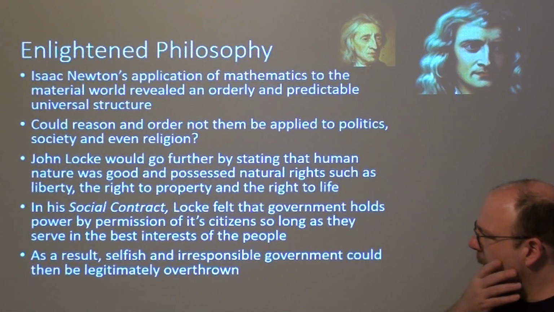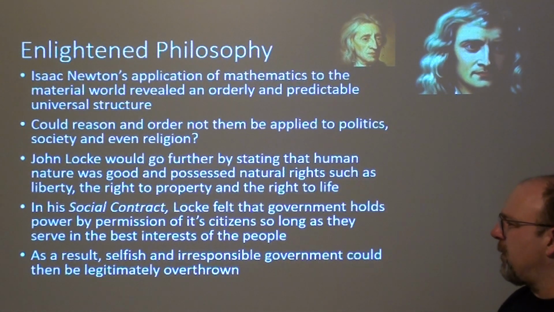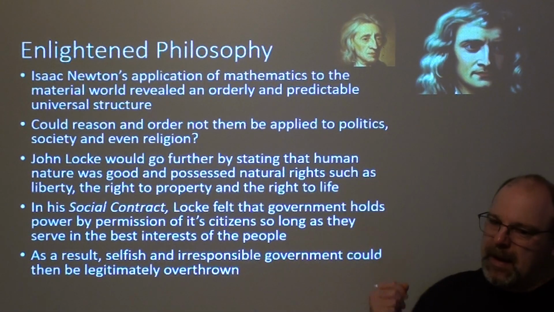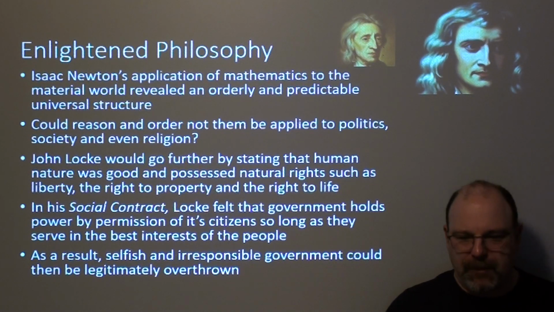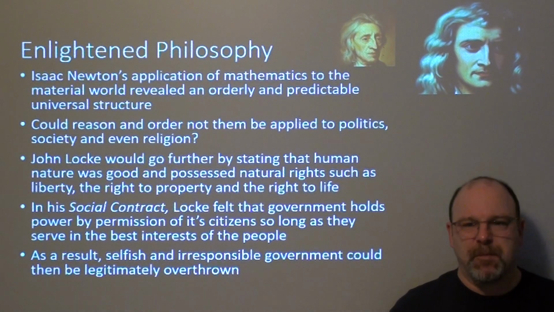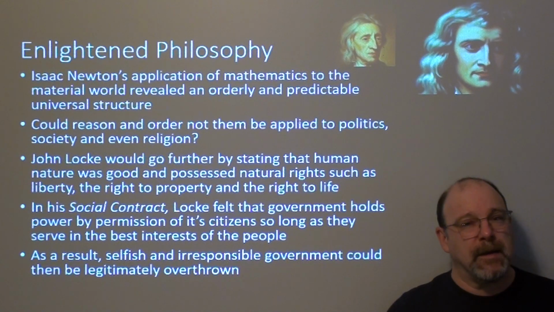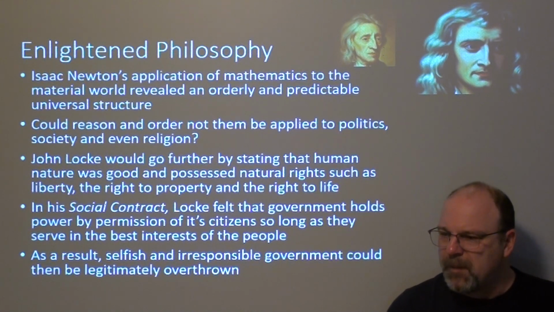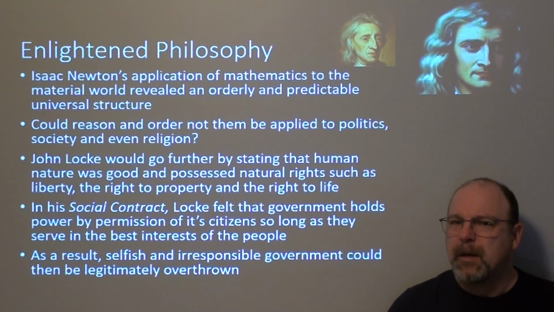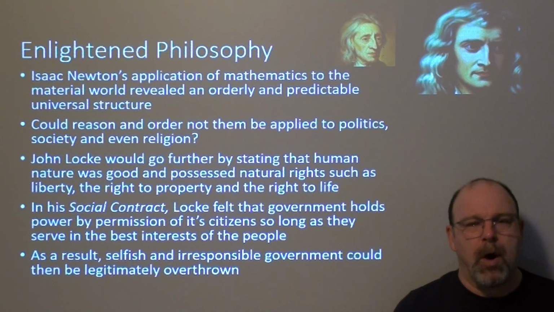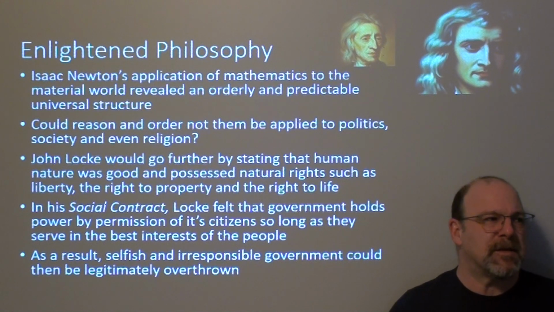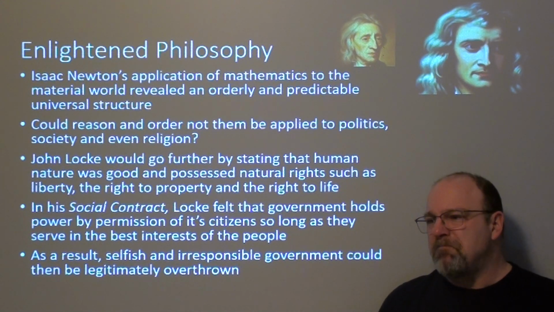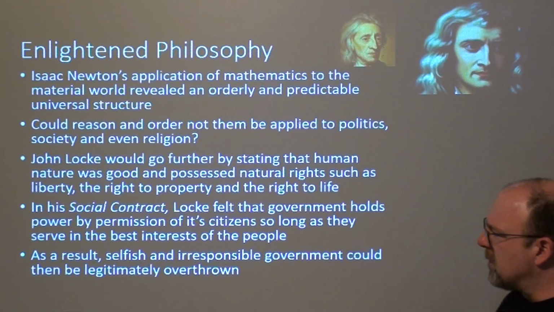So, as a result, selfish and irresponsible government could then be legitimately overthrown. If the people in a nation felt that their government was irresponsible or not adequate to the needs of the people, in the case of some absolutist monarchs in Europe at the time, then they could legitimately be thrown out. If they're not willing to cooperate or not willing to succumb to the needs of the people based on how the people interpret that, then they rightfully can be thrown out of office.